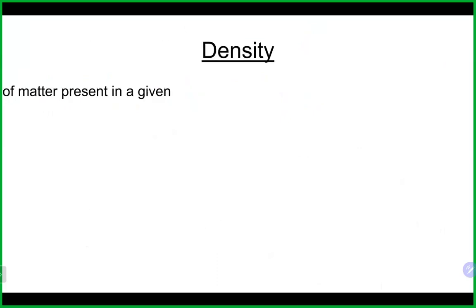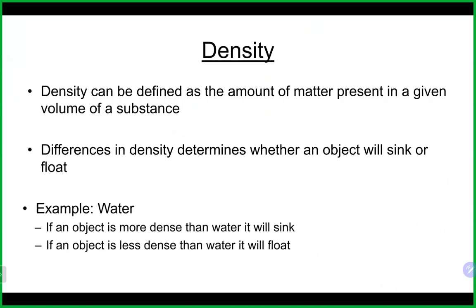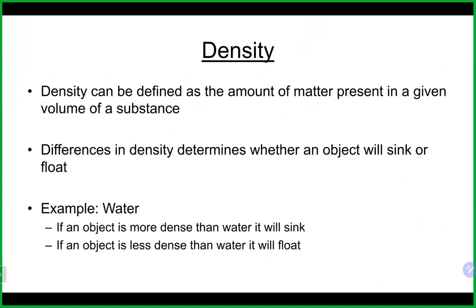Okay, the next thing we're going to talk about, which is actually the last thing in this chapter, believe it or not, is density. Now, density is defined as the amount of matter that is present in a given volume of a substance. And the differences in density determine, for example, if something will sink or float in water. So if something is more dense than water, it typically will sink. And if something is less dense than water, it will float.